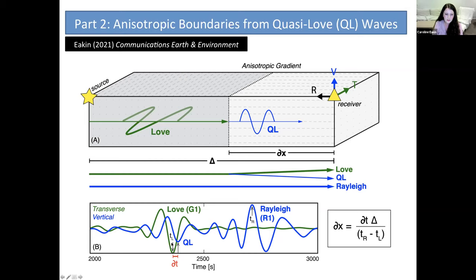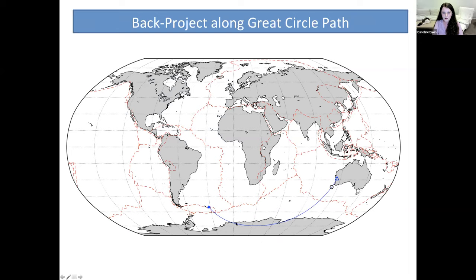So what we can do is measure the lag time or delay time between the fundamental Love in green and the quasi-Love wave in blue. We can measure that time delay delta t. We know the epicentral distance between the source and receiver. We can measure the time arrival of the Rayleigh and the Love wave. And we can calculate using this equation delta x here, which is the distance between the receiver and the source of the scattering, the anisotropic gradient. So once we have this distance, we can then back project along the great circle path between the source and receiver to estimate the location of the scattering or the location of the anisotropic gradient.